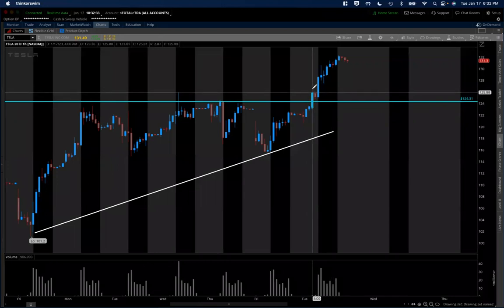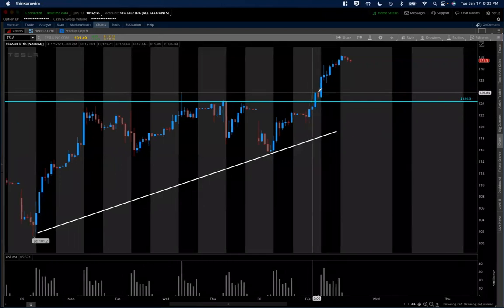I mean, this is like textbook right here, right? We break above, we retest right at open, and Flips enters long like here.